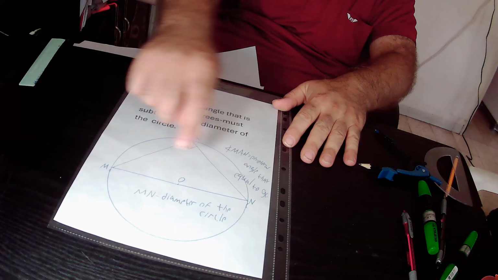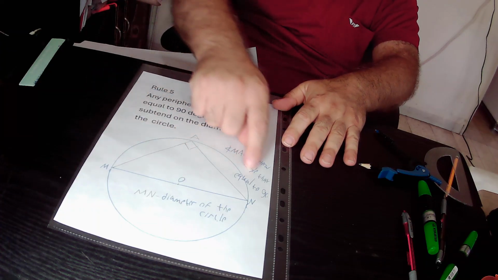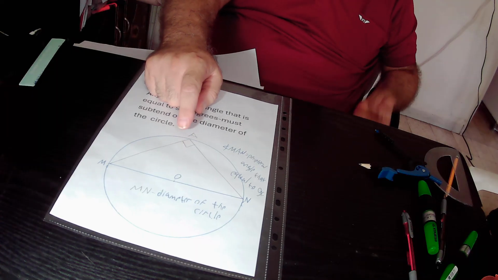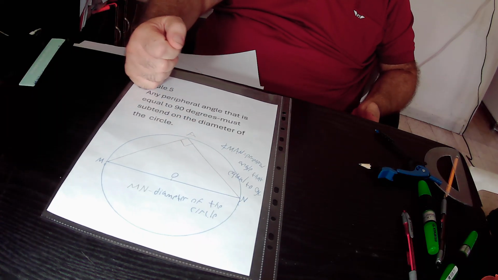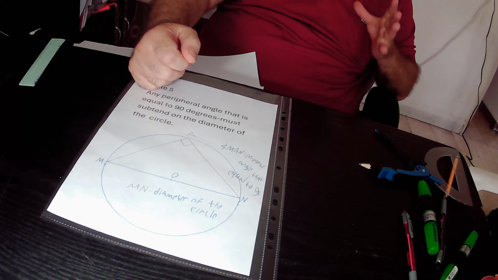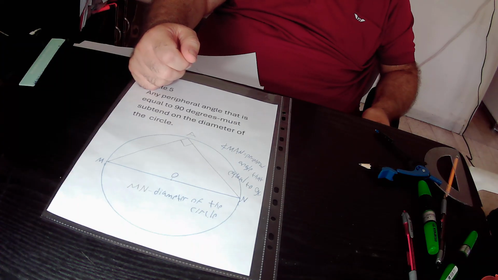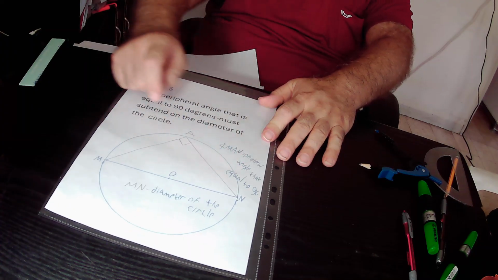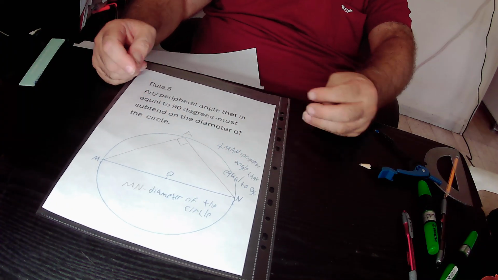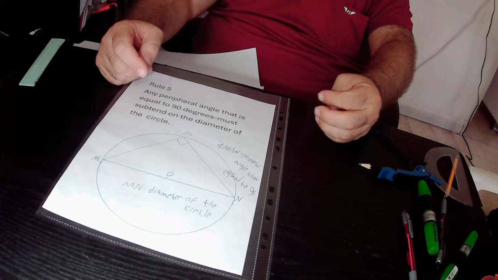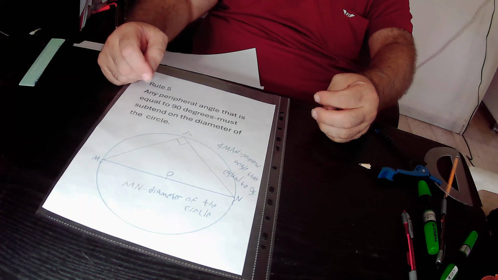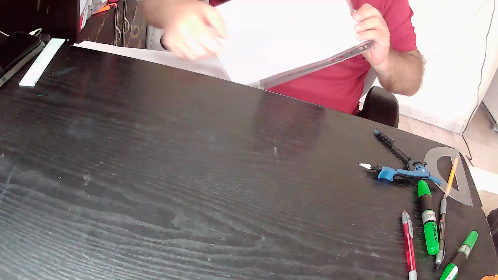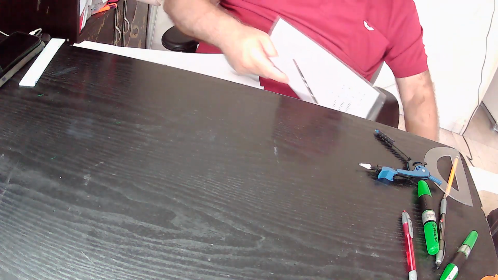In the drawing we have a circle. This is peripheral angle MAN. This is equal to 90 degrees in its size. And therefore peripheral angle MAN, according to this rule 5, must subtend on the diameter of the circle. And indeed peripheral angle MAN subtends on MN, that is the diameter of this circle. So according to this rule 5, any peripheral angle that is equal to 90 degrees in size must subtend on the diameter of the circle.